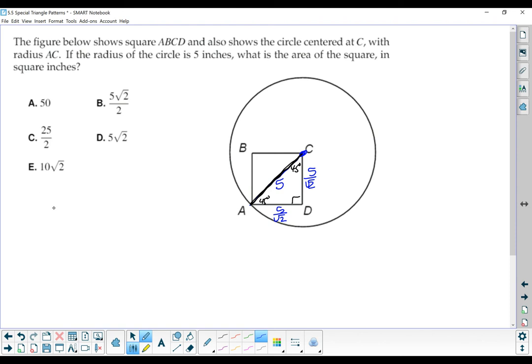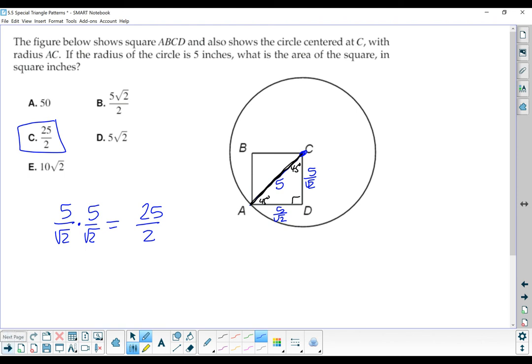Well, the area of a square is the length times width. So that's 5 over root 2 multiplied by 5 over root 2. And if you multiply that together, you get 25 halves. So that is the area of our square.